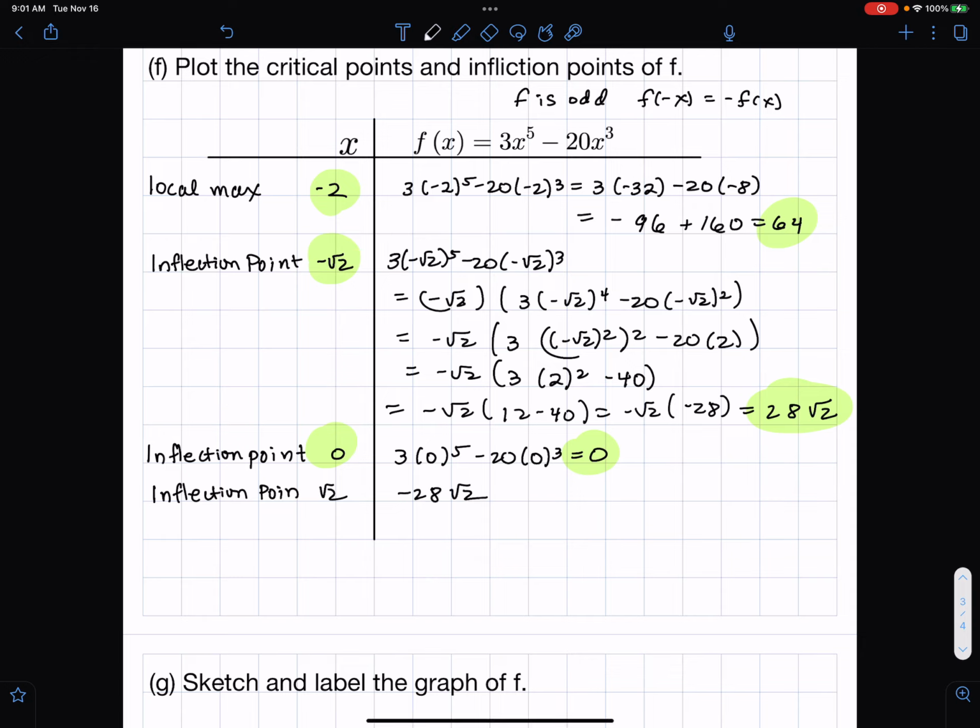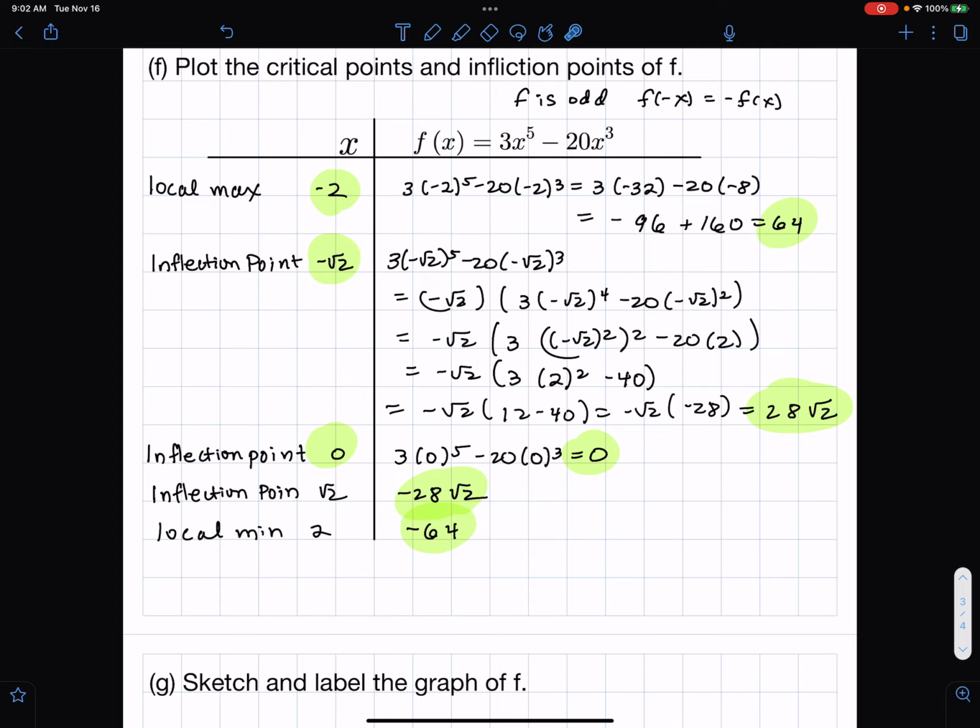And then you have a local min at 2, and the same sort of thing happens. At negative 2, you get 64, and then at positive 2, you get negative 64. You can work that out, but it is because f of negative x, or f of the opposite of x, equals the opposite of f of x. That's because you have an x to the fifth and x to the third, and you can verify that property.